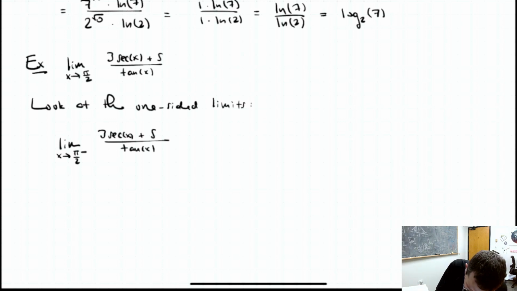So let's look first from the left. Okay, so the tangent of x is approaching infinity as x approaches pi over 2 from the left. Secant, well, secant is the reciprocal of cosine. What's cosine doing as we approach pi over 2 from the left?